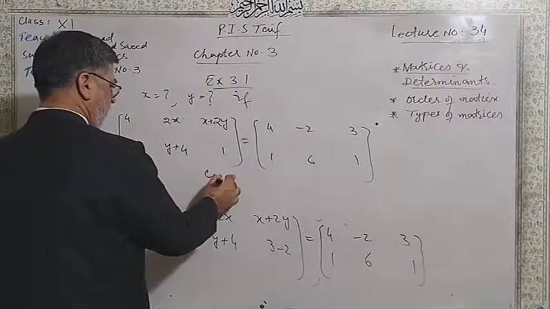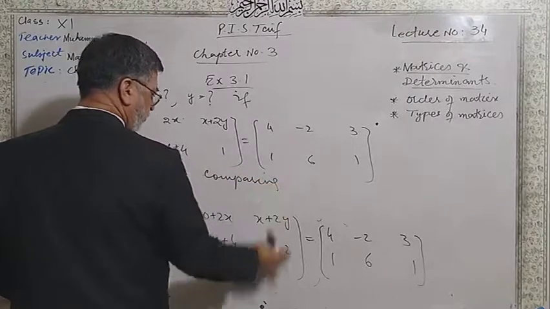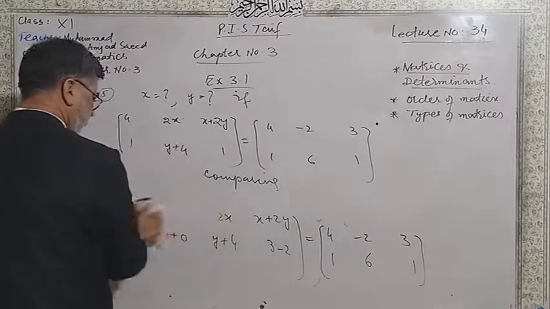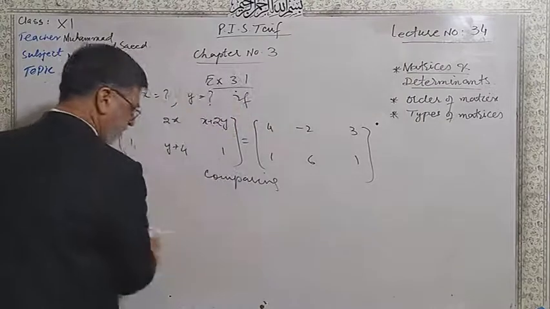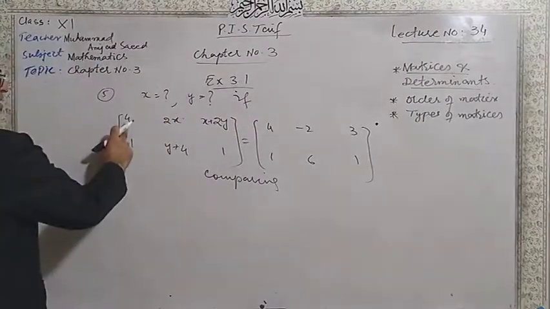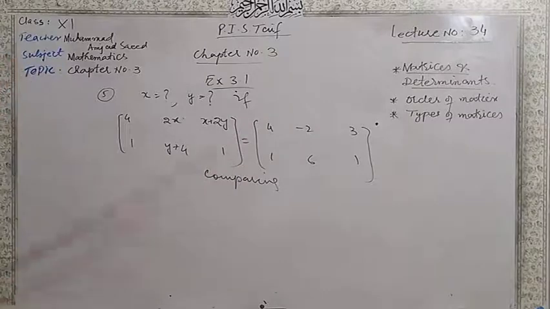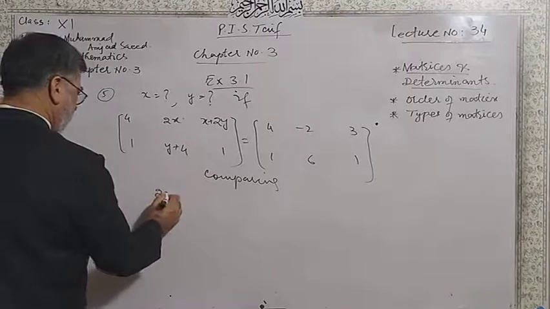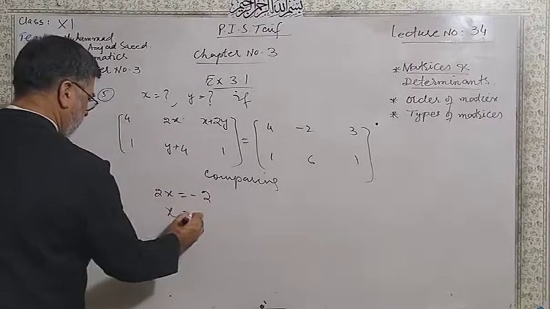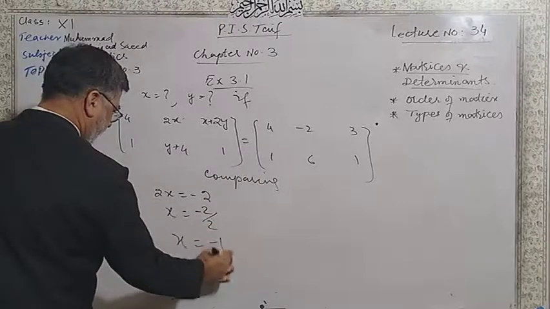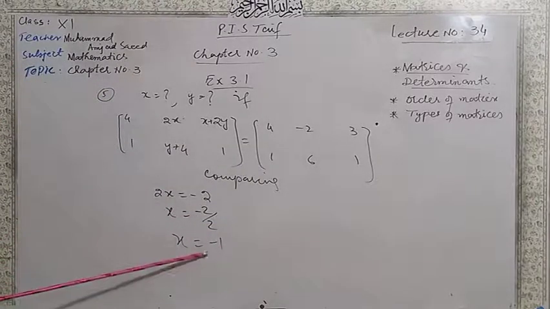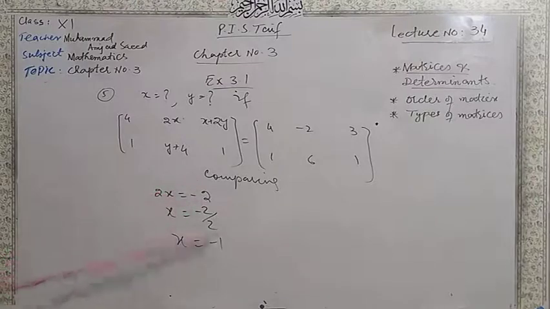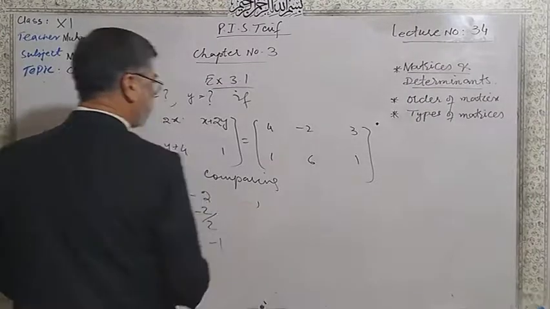Comparing. When you compare the two matrices on both sides, you will have first is equal to first, no use because we want to find the value of x and y. First is equal to first, no need to write down even. Second is equal to second, x is involved. 2x is equal to minus 2. Take this 2 on the other side, it will be divided and you will get x is equal to minus 1.